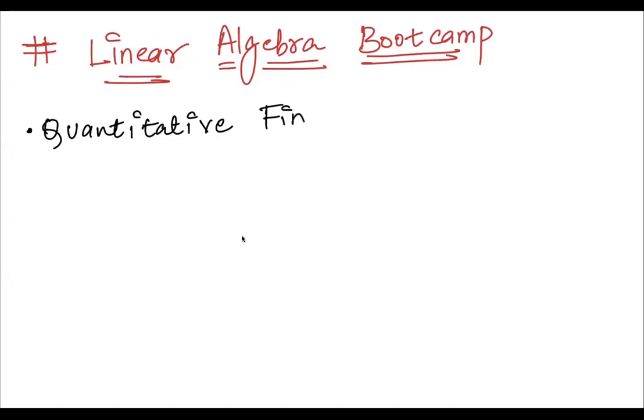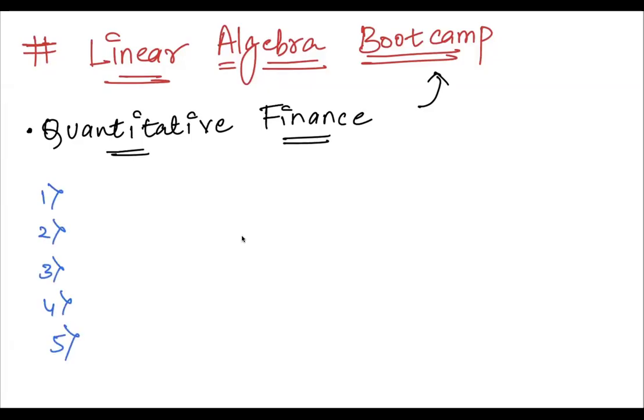So let's first understand what is quantitative finance, and then we'll jump to the linear algebra part of it. Quantitative finance is a discipline which is made up of different pillars. To be honest, it is made up of five different pillars. So quantitative finance as a discipline is made up of mathematics, statistics, and this is the point from which our boot camp actually starts.